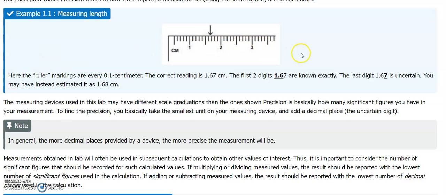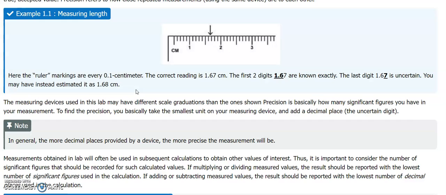You can see here this is your scale. Here the ruler markings are every 0.1 centimeter. The correct reading is 1.67 centimeters. The first two digits, 1.6, are known exactly. The last digit, in 1.67, is uncertain. You may instead have estimated it as 1.68 centimeters. The measurement devices used in these measurements may have different scale divisions than the one shown.